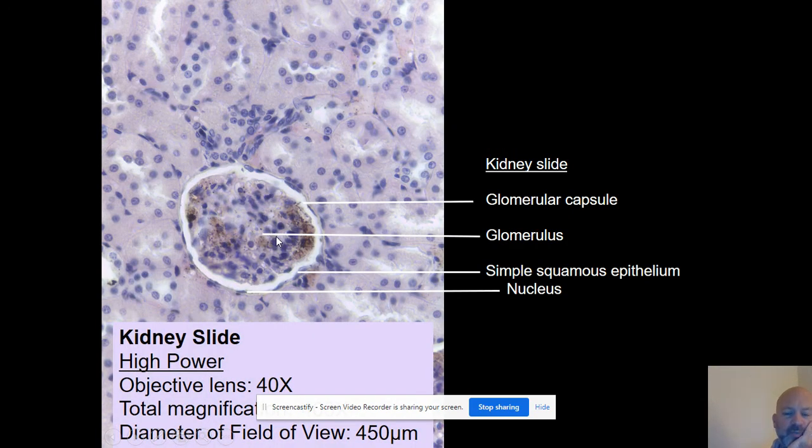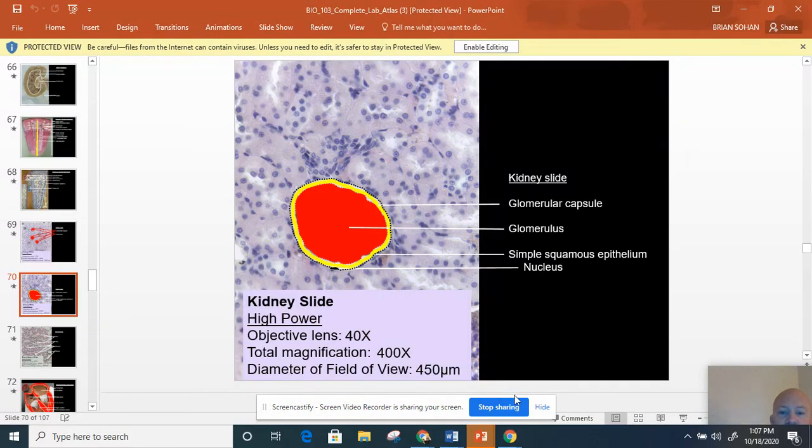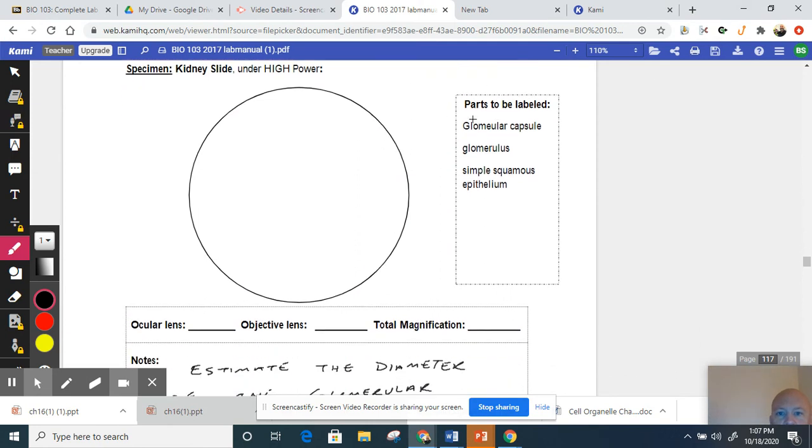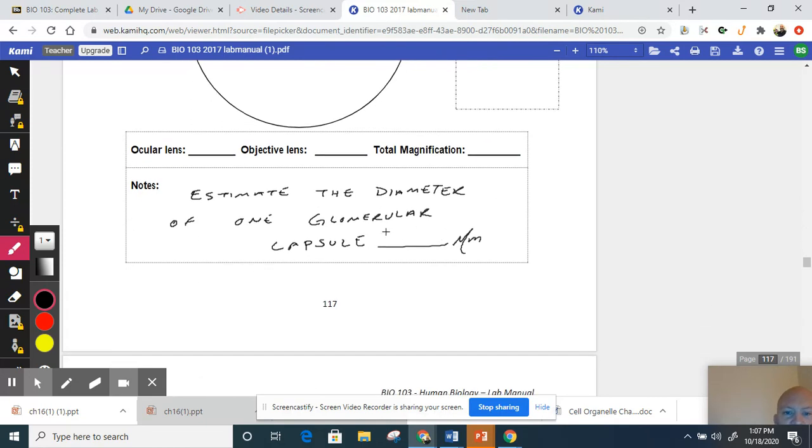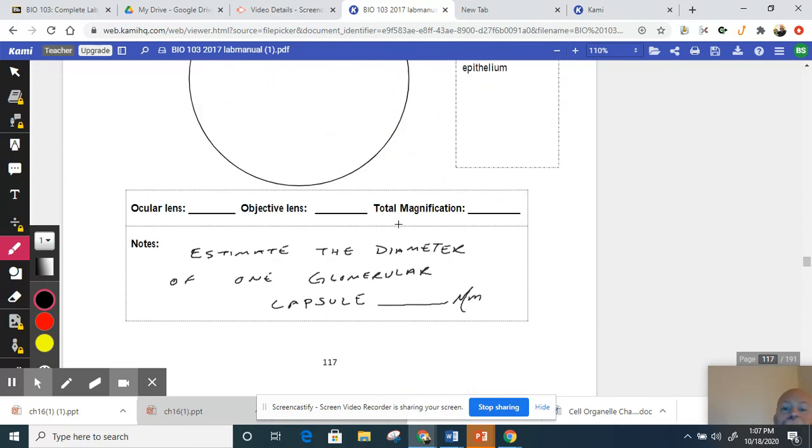All right, so this is your microscopic observation. Make sure you are labeling each of those things here, because parts to be labeled: the glomerular capsule, the glomerulus, and the simple squamous epithelium that line the outer edge of that glomerular capsule. Put your lenses in and your magnifications in, and then estimate the diameter. All right, and that's it.